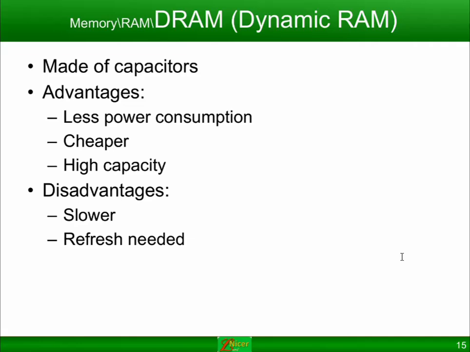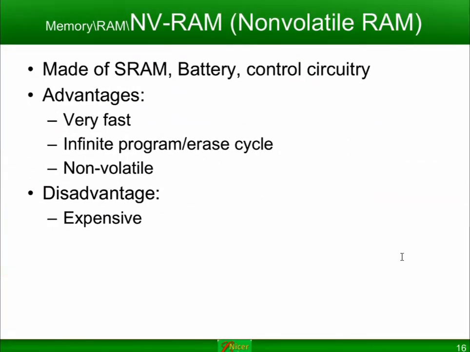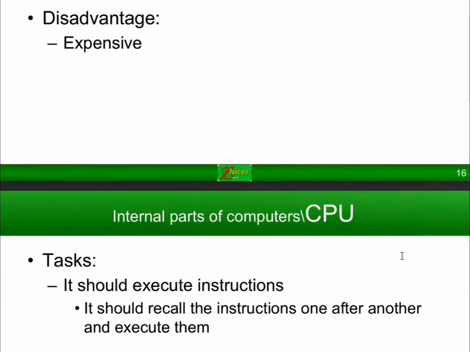Advantages: less power consumption, cheaper, high capacity. Disadvantages: slower, and refresh needed. NVRAM, non-volatile RAM. It is made up of SRAM and battery control circuitry. Advantages: very fast, infinite program and erase cycles, non-volatile. Disadvantages: expensive.